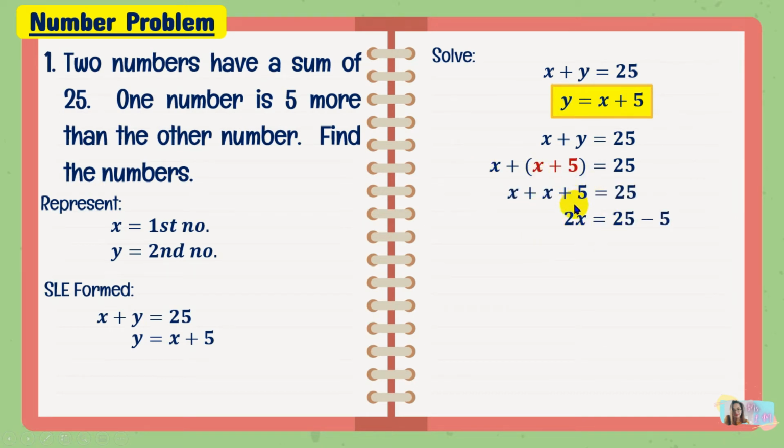And then, the additive inverse of positive 5 will be negative 5. 25 minus 5 is 20. And divide both sides by 2, the answer is 10. So, the first number is 10. How about the second number?